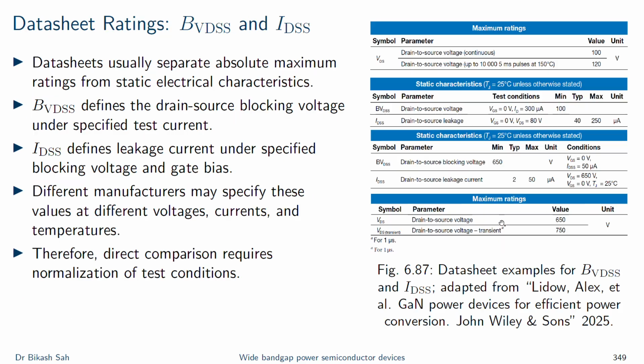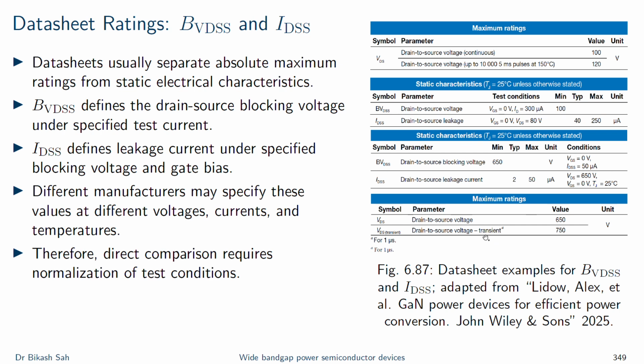Now let's try to understand the device ratings. First are the BVDSS and IDSS. What exactly is the BVDSS? That's the breakdown voltage that we are speaking of, and ID is the drain current, right? These values are basically in different datasheet sections: absolute maximum rating, static electrical characteristics that you see here, and sometimes transient rating as well. This is what is being shown in this figure as well.